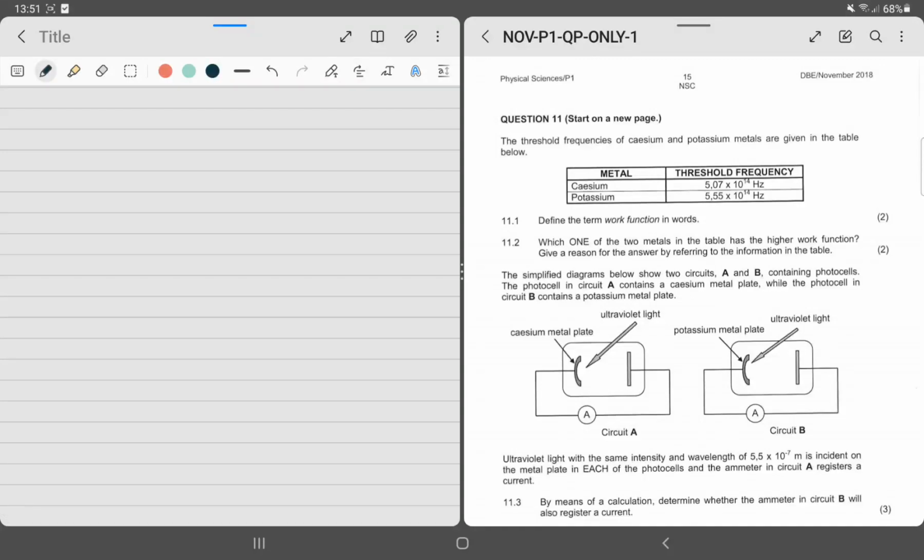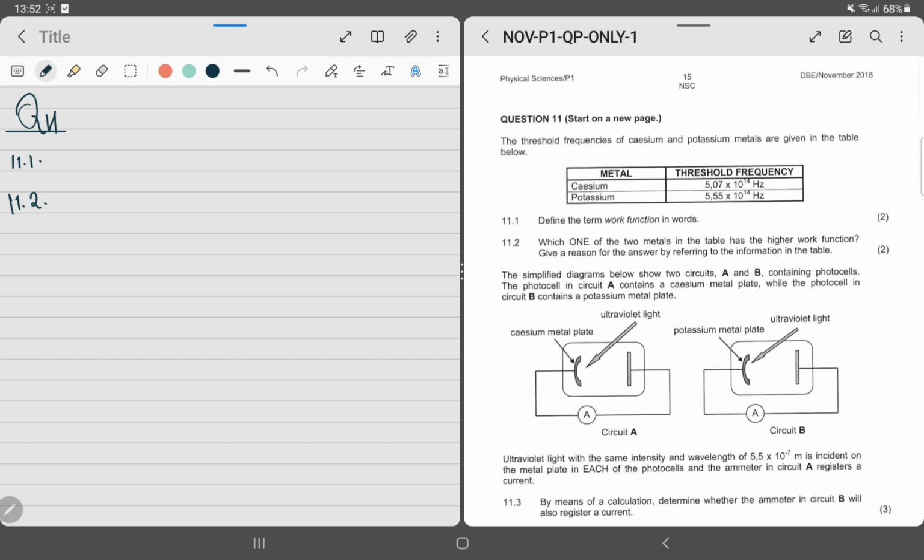This is from the November 2018 paper. Question 11. The threshold frequencies of cesium and potassium metals are given in the table below. 11.1. Define the term work function in words. This is the minimum energy that is required in order to eject electrons from a metal surface.